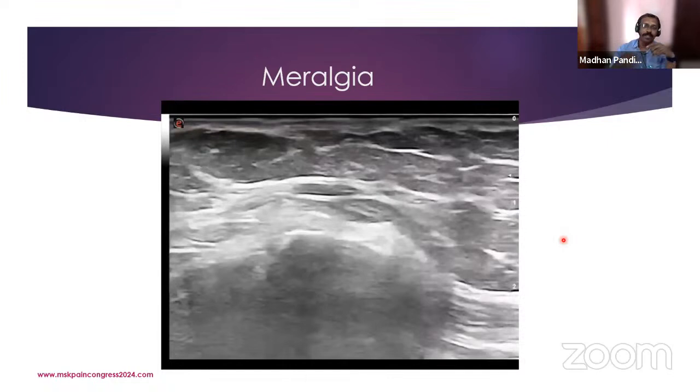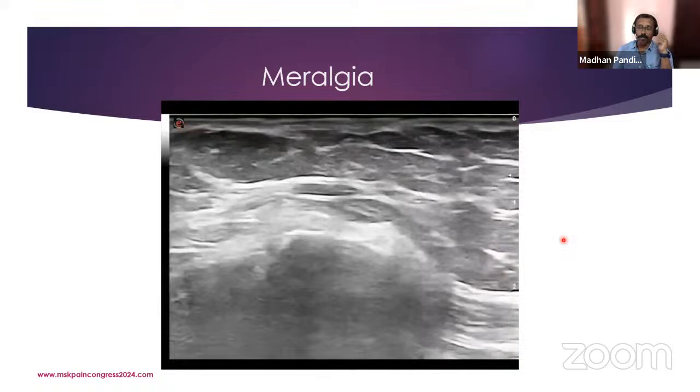So how do you diagnose meralgia paresthetica? Either it's a diagnosis of exclusion. Again, a lot of differential diagnoses are there. You should rule out a facetal referred pain. You should also rule out if there is anything like a radiculopathy or sometimes a peripheral neuropathy or post-herpes status.